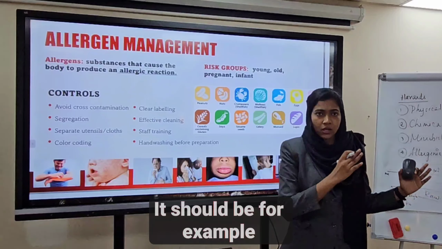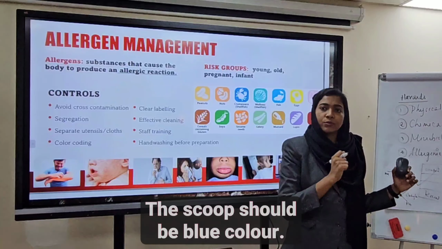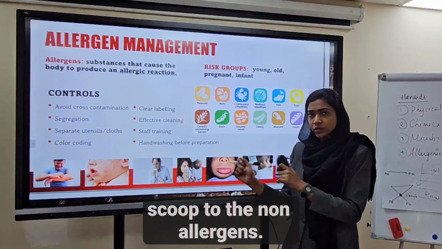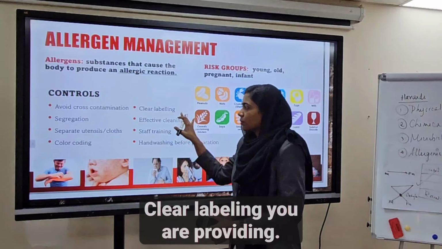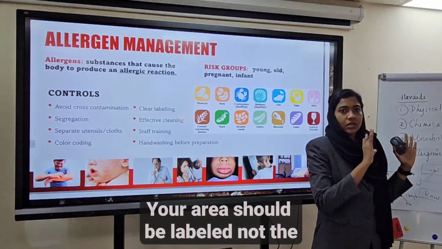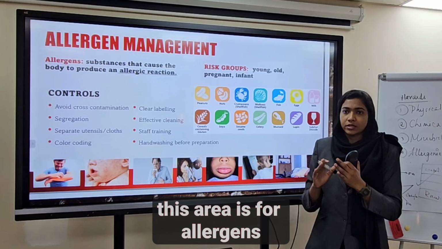For example, allergens have to be blue color. The spoon should be blue color. Your area should also be labeled: this area is for non-allergens, this area is for allergens.